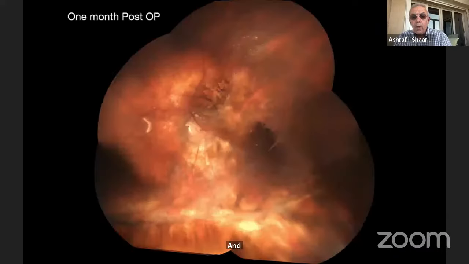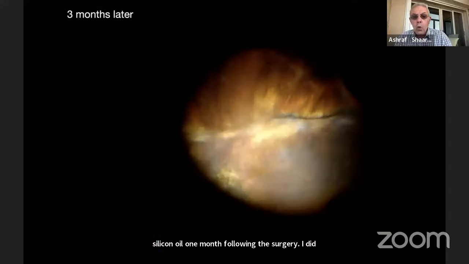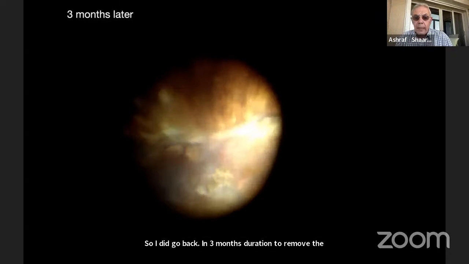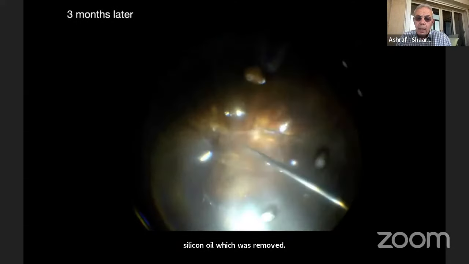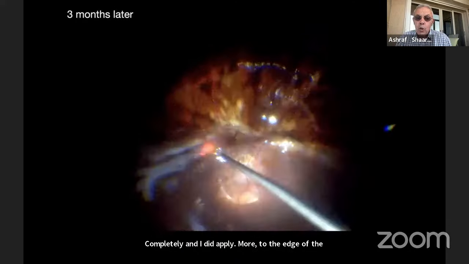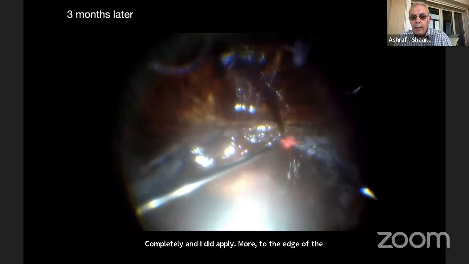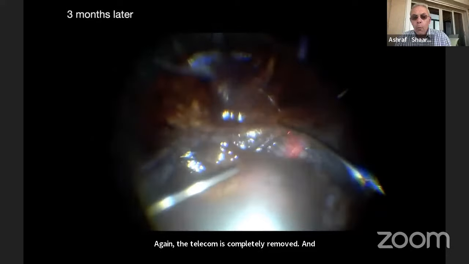This was the post-operative appearance under the silicone oil 1 month following the surgery. I realized that the retina was flat, so I went back after 3 months to remove the silicone oil, which was removed completely, and I applied more laser to the edge of the retinectomy to be sure that there is no possibility of recurrence of the detachment. Again, the silicone is completely removed, and more laser is applied to the retina.